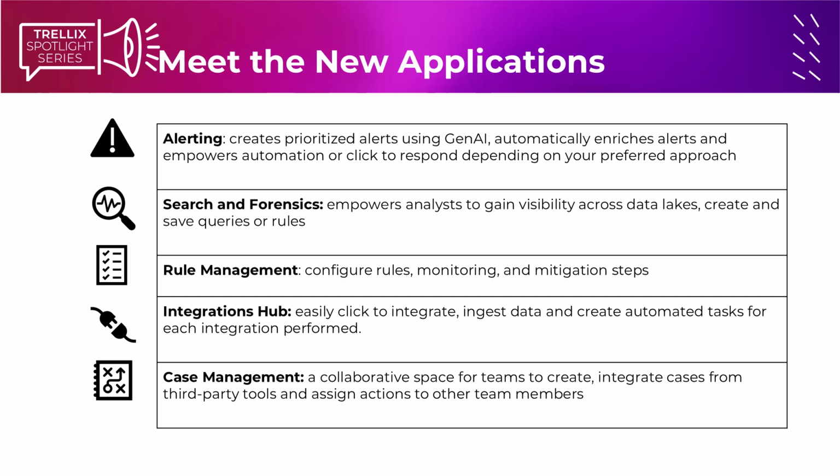So let's meet these new applications. There are 5 major new applications that we want to touch on. Let's go from the top to the bottom. First is alerting. We create prioritized alerts using Trellix Wise, our Gen AI engine, and we automatically enrich those alerts and empower automation or click to respond, depending on your preferred approach as an analyst.